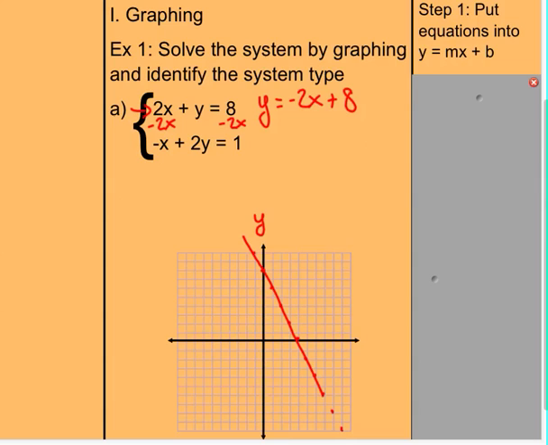As a reminder, we want to make sure we use the entire graph because we have no idea where our lines might intersect.